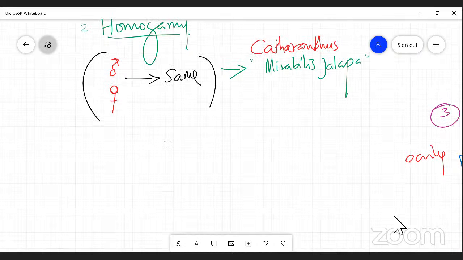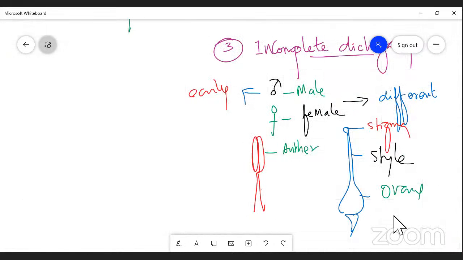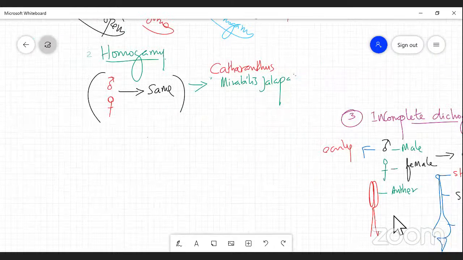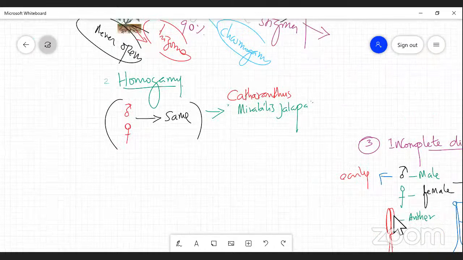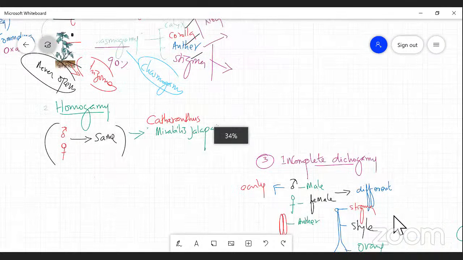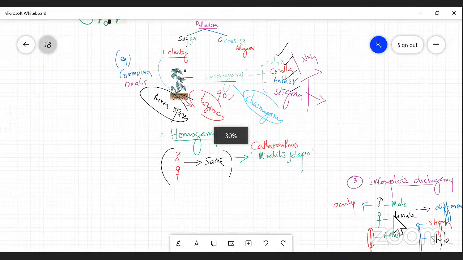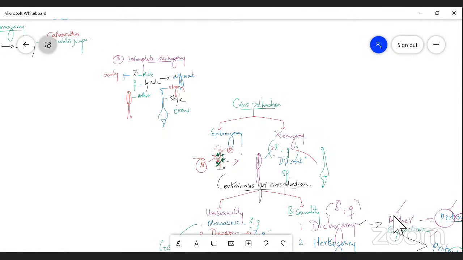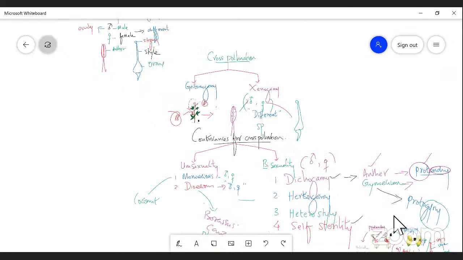The next category is cross-pollination. Actually, cross-pollination or allogamy, it is also a pollination type. The first category is geitonogamy. The second category is xenogamy. Geitonogamy means pollination occurs between two flowers of the same plant. Xenogamy means pollination takes place between two different flowers of two different plants, which are genetically different.